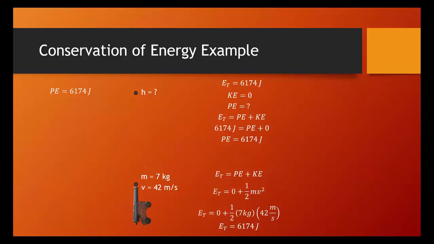If we know the potential energy is 6,174 joules, and the equation for potential energy is mgh, we can substitute in our energy, mass, and the acceleration due to gravity, and figure out that the height of this cannonball is 89.9 meters. This is just one of many different examples we could have looked at, and of course we'll practice a lot more of them in class.